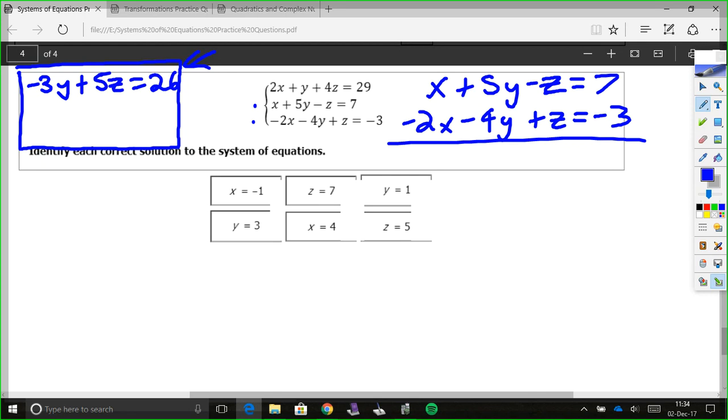So let's, obviously the second equation is already negative 2. Let's multiply the first equation by a positive 2. And that will make a 2x, and then a minus 2x already would cancel. So let's multiply the first equation by 2.